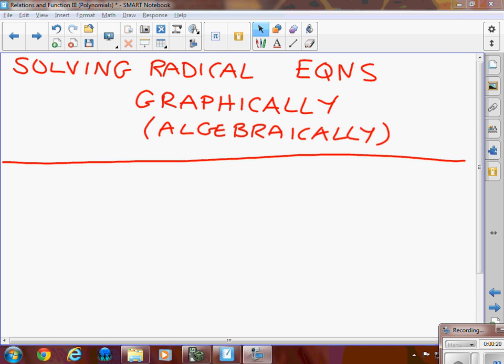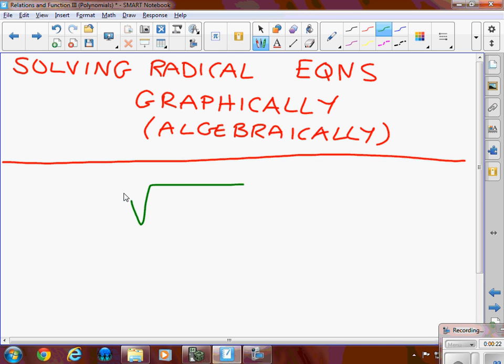What we need to remind you of is that this thing here is called what? Well, yeah, it's a square root, but it's also the radical sign. More importantly, this is the sign that we use for radicals. We could have cube roots, fourth roots, fifth roots, but we just consider square roots for this course right now.